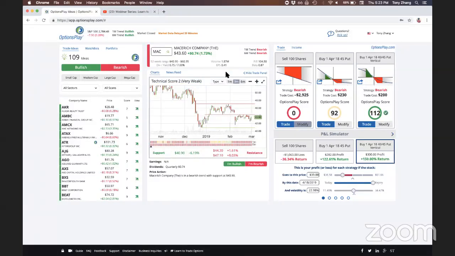This is an operator of retail malls, a real estate play. So we looked at this from the perspective that real estate is a very weak sector. It's in a particular industry that's relatively weak within real estate as well. Relative strength was weak, trends were bearish. These were all the reasons that we're looking at bearish opportunities, and the fact that it broke below a support level very recently, $44. So we have a very tight stop loss on this trade.